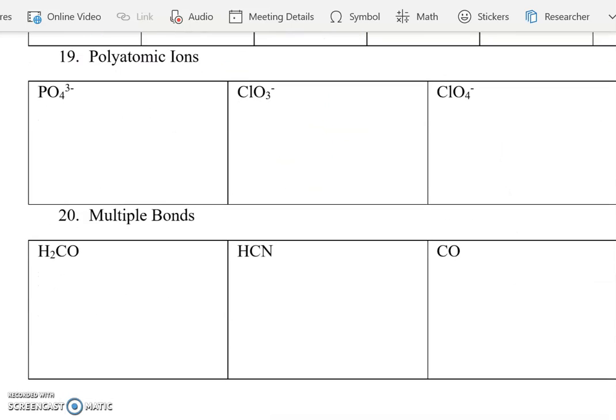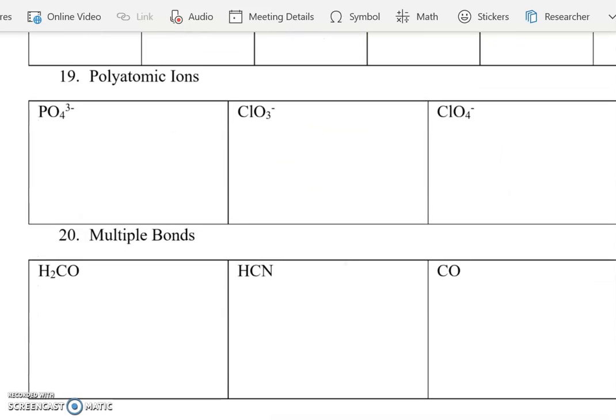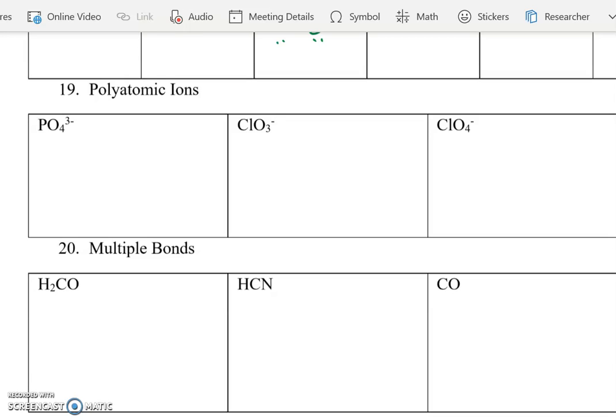Next up, let's take a look at polyatomic ions. A polyatomic ion is just a group of atoms that are bonded together covalently, that as a group have a charge. So the first one, PO4 3-, is called phosphate. You may have read on the back of labels of foods different phosphates, or in different ingredients in shampoos and soaps and things like that.